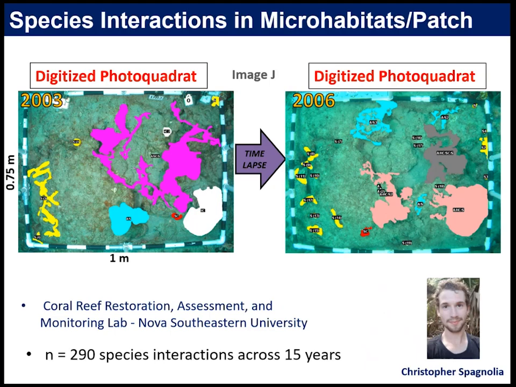So I wanted to bring this to a different scale. This was just a small first level of interactions. And I asked, okay, can we model this for all different species interactions on the coral reef? So we started working on these 0.75 square meter quadrats. And that's where Christopher, my student, came into the task to manually map every single interaction over 15 years. And he's going to talk about this model after this talk.